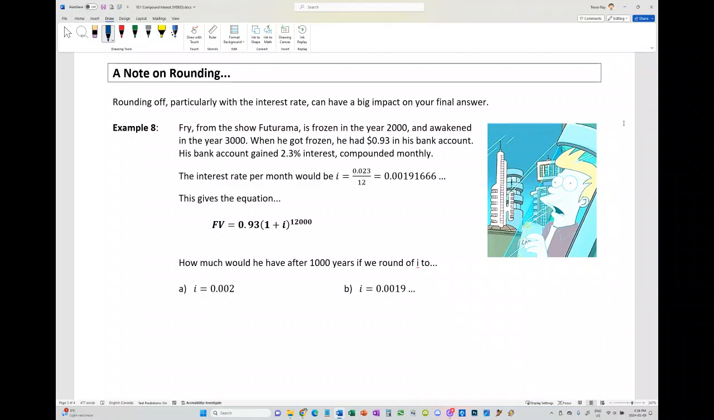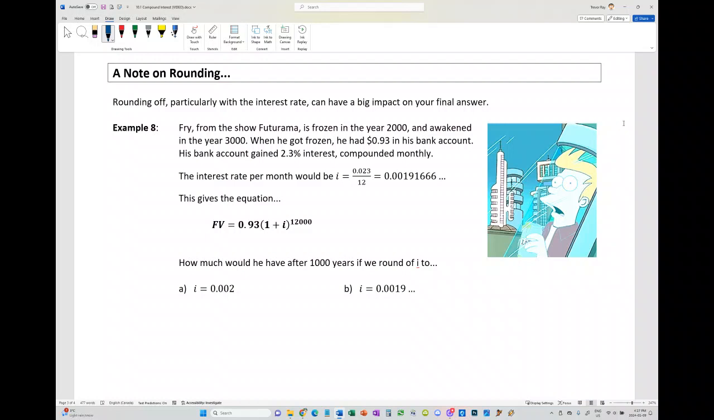I will point out 2.3% is fairly high for a bank interest rate on a regular account, but it's actually relatively low for any other kind of investment. So it's a perfectly reasonable number to actually use. And so when we do this, we figure out that our value for I, the interest rate per month, is 0.023 divided by 12, which is 0.0019166666 repeating. So if we set up the equation for it, our future value is just going to be equal to our present value, 0.93 times 1 plus I to the exponent n. And in this case, n is 12 times a year for 1,000 years, or 12,000.